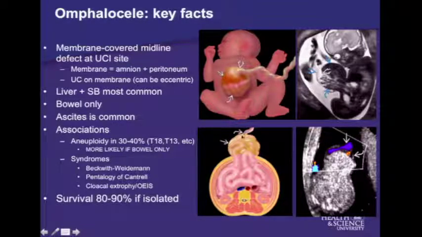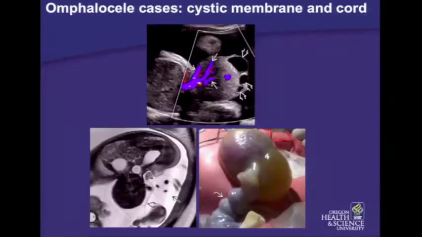The bowel-only omphaloceles can be smaller. However, interestingly, they are more likely to have aneuploidy than the larger ones with liver. Aneuploidy is seen in 30 to 40% of cases, including trisomy 18, trisomy 13. In addition, omphaloceles are associated with several syndromes and other associated defects. Survival is 80 to 90% if the finding is isolated.